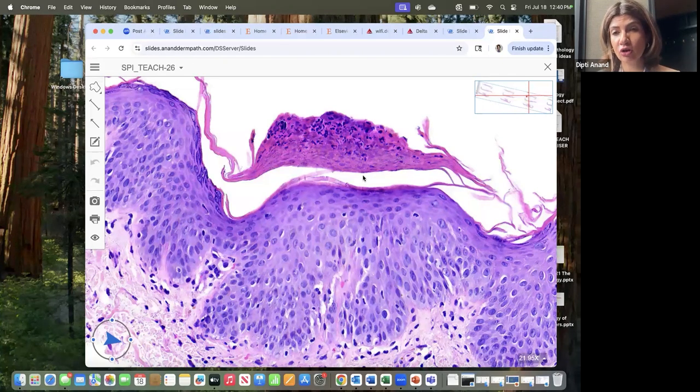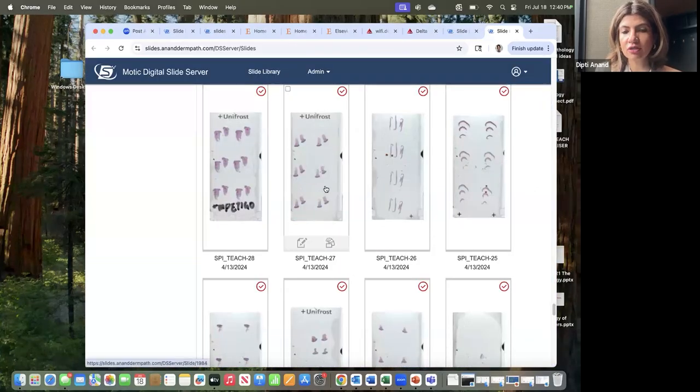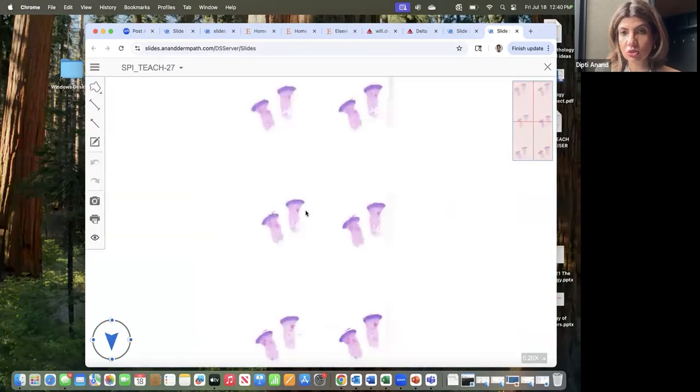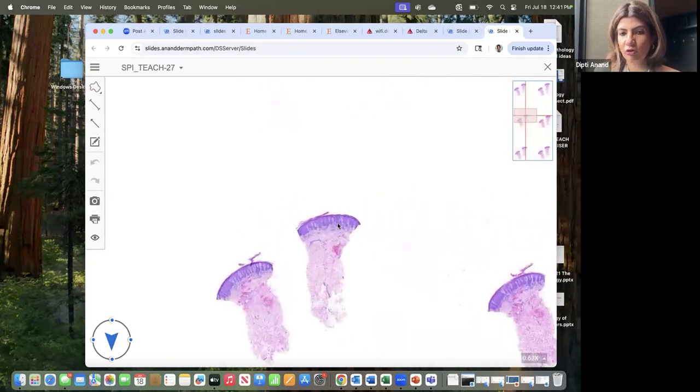Things like Gianotti-Crosti syndrome or pityriasis alba or parapsoriasis or photoallergic drug eruption, photodrug eruption. They're all very non-specific things. So they are distractors in your multiple choice. So remember that. Okay, now let's come to your classic next reaction pattern, which is a psoriasiform pattern.